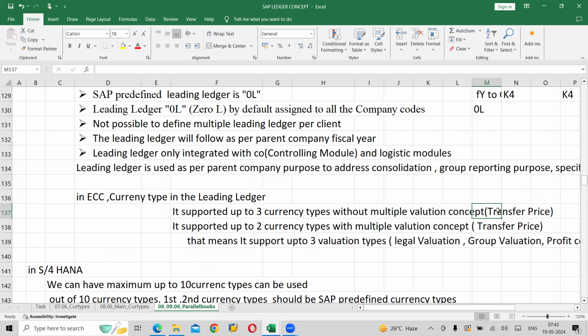What do you mean by transfer price here? That is nothing but legal valuation. What do you mean by valuation? Multiple valuation in the sense there are 3 types of valuations we already discussed: legal valuation, group valuation, and profit center valuation. Clear? Understood. So here it supports up to 3 currency types without multiple valuation.